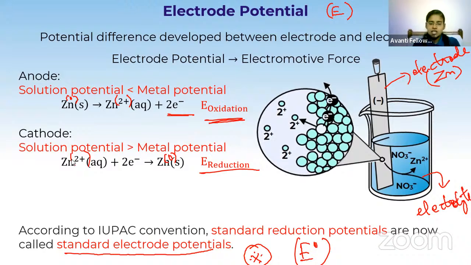At standard temperature and pressure condition, if you take the potential value, it is called as standard electrode potential, which is equal to standard reduction potential.